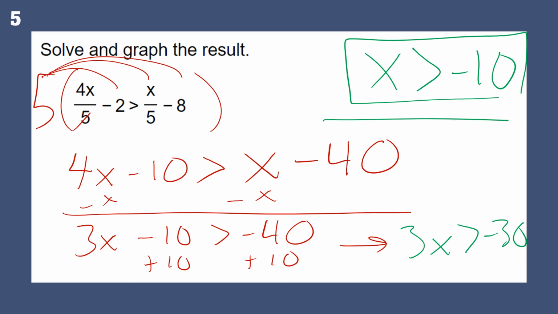Now, to graph the result, I'm going to go ahead and put a number line. I'm going to mark where the negative 10 is. I'm going to put an open circle, and then I'm going to shade to the right of that solution.